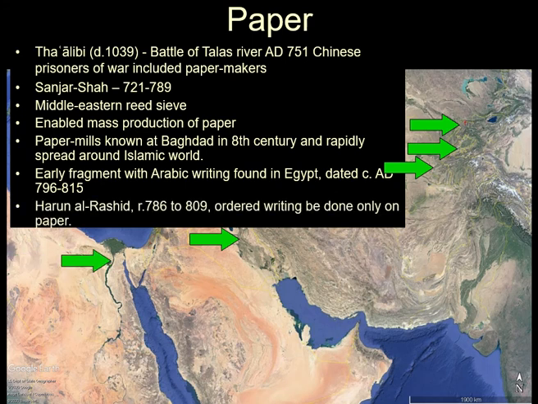In fact, Harun al-Rashid, the famous Caliph, ordered that writing was to be done only on paper. Now, paper became very, very big for the Islamic world, probably partly because of the importance, again, of their religious literature, because of the Quran.